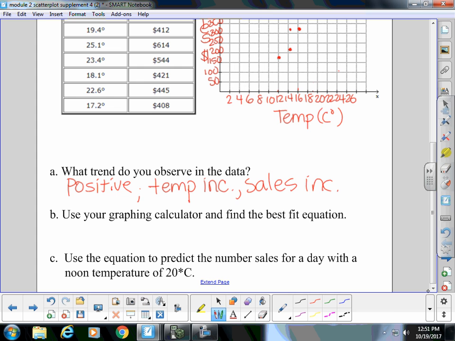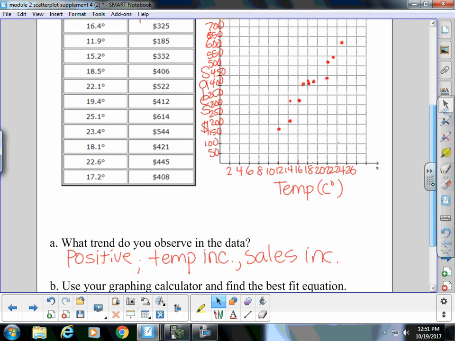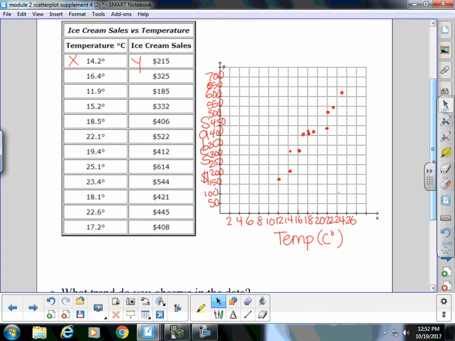Okay, using our graphing calculator, we're going to find our best fit line. So again, you go to Stat, Enter. This time I'm going to get rid of my old points that are already in there, so I go up to the top, push Clear, and Enter. I'm going to go over to list 2, go up to the top, push Clear, and Enter. And now I'm ready to put my points in.